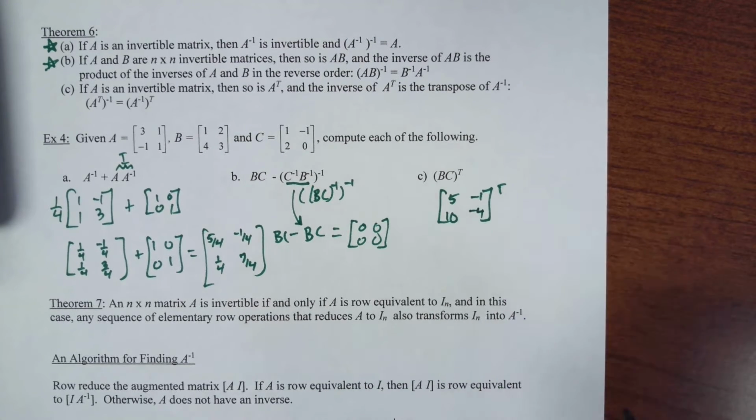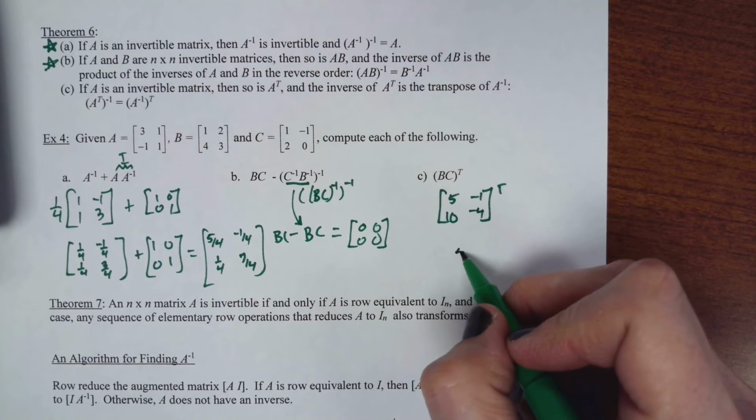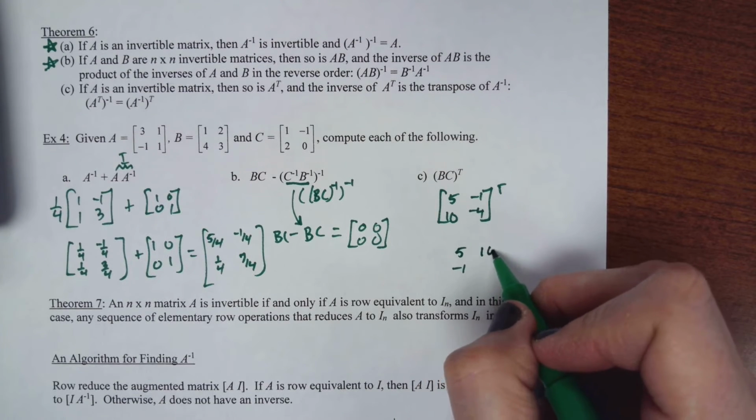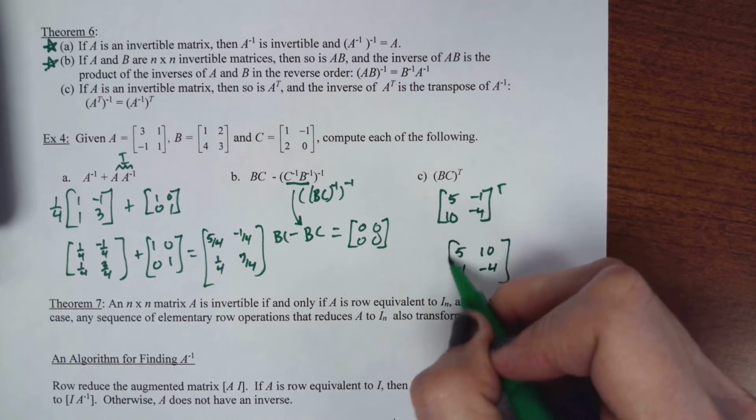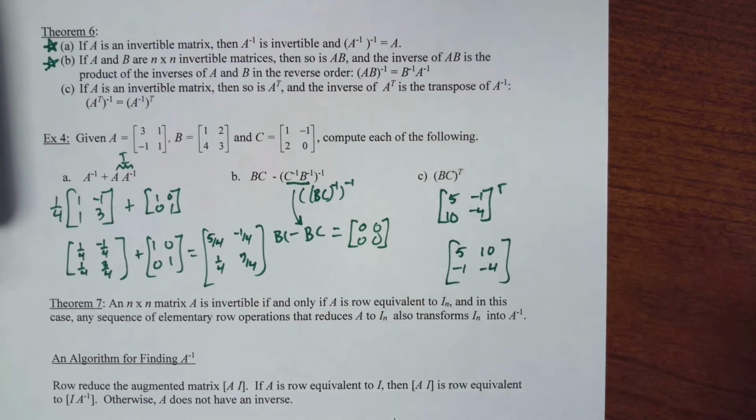All right, so when I transpose this, remember the rows become the columns. Rows become the columns. And that is it. All right, this last little bit right here.